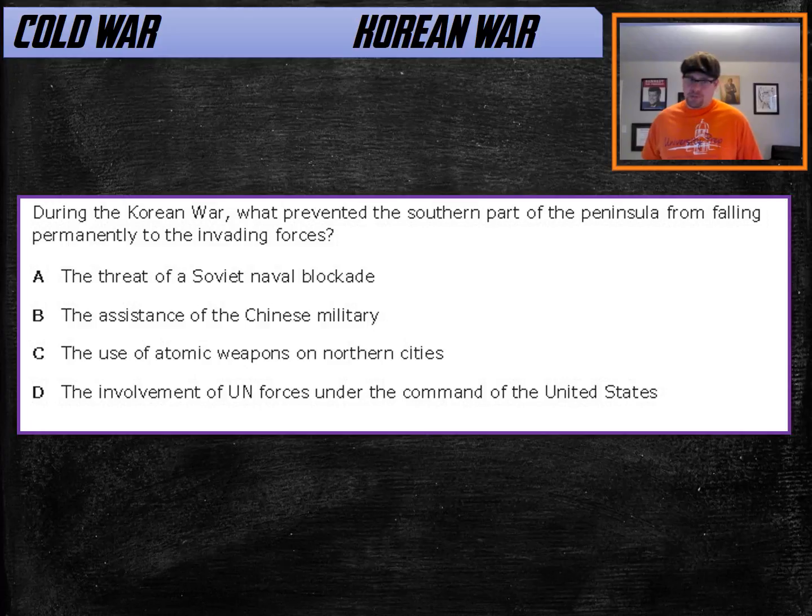Our last question. During the Korean War, what prevented the southern part of the peninsula from falling permanently to the invading forces? In this case, the involvement of UN forces under the command of the United States. And this is where knowing that this is a UN venture, a United Nations venture, becomes important.